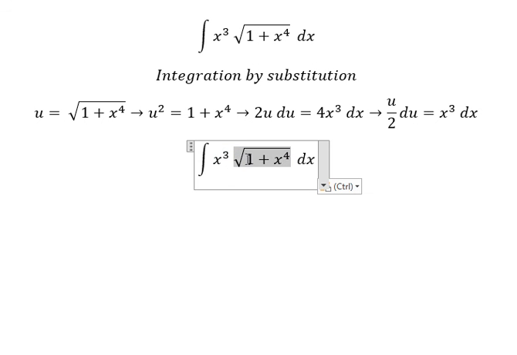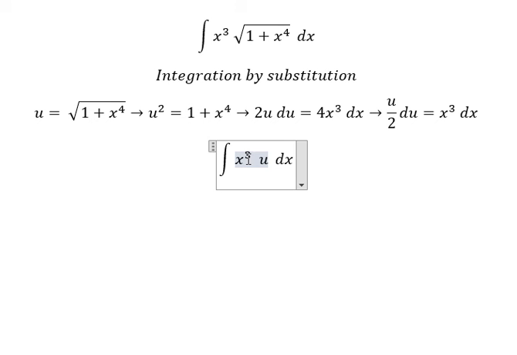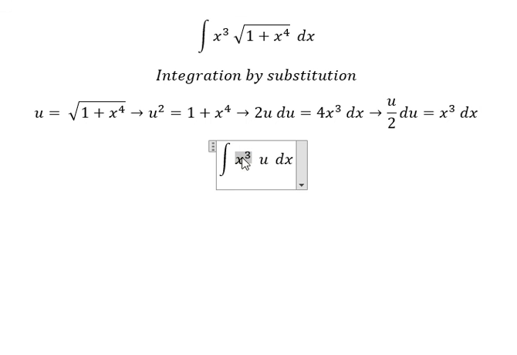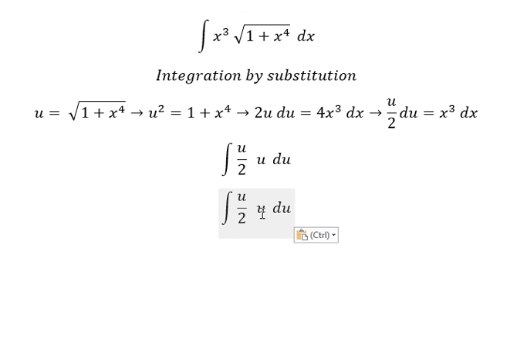This one we change by u. S to the power of 3 ds we change by u over 2 du. U and u, you got u squared.